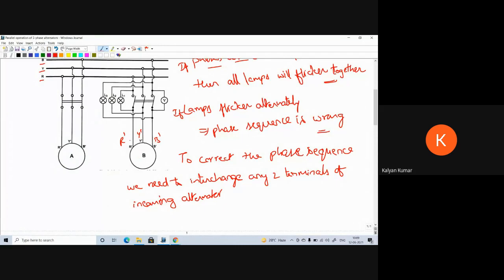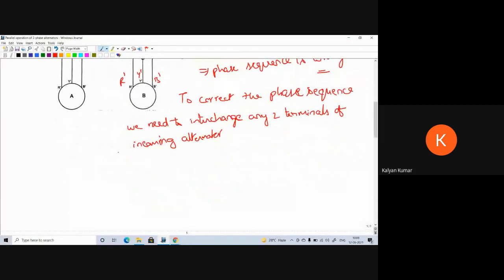So here, instead of connecting R dash, Y dash, B dash to R, Y, B, suppose something is connected wrongly, like Y dash taken to R and B dash taken to R Y. Then, if you interchange any two terminals of the incoming alternator, then automatically the phase sequence will be correct.